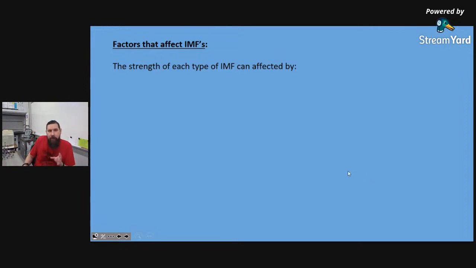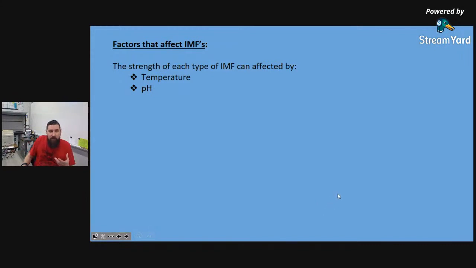Okay. So last little part of this, factors that affect IMFs. There's a couple of different ways that we can affect IMFs. The first of those is temperature. Just like I talked about with the water molecules, if I heat them up, I speed them up. And when you speed them up and they start moving further apart, you're going to weaken those attractive forces. Conversely, if I cool them down and I force those molecules closer together, I can increase those IMFs.